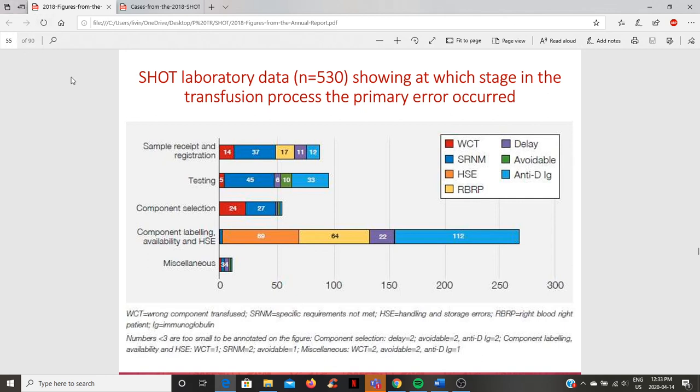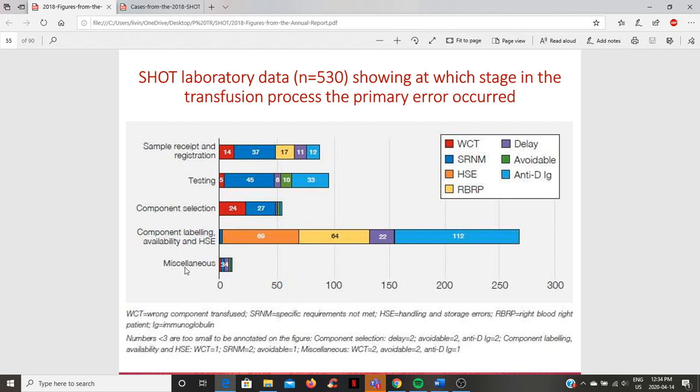This is about lab-specific processes and steps, and showing at which stage of the transfusion process the primary error occurred. So we've got errors occurring at sample receipt and registration, testing errors, component selection, component labeling, handling and storage, and then miscellaneous. So just to have an idea that, yeah, these errors do happen in the lab.